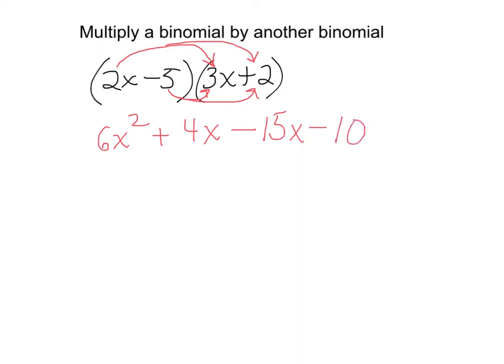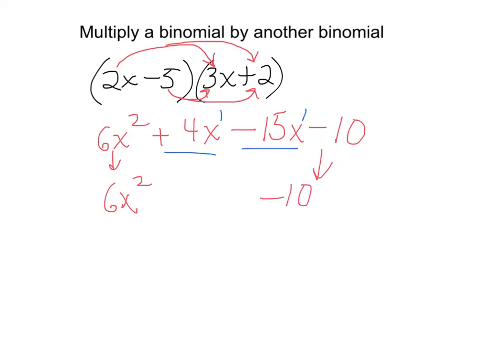Now, I didn't do anything on the previous slide because I didn't have any like terms, and I guess now there's a chance that we can talk about what we should do if we end up with any like terms. Here what we have in the middle are two terms that are both x terms, both with a degree of 1, so they are considered like terms. So what we can do is we can combine those terms. The 6x squared doesn't have a like term, so it just drops down, and the minus 10 doesn't have a like term, so it just drops down.